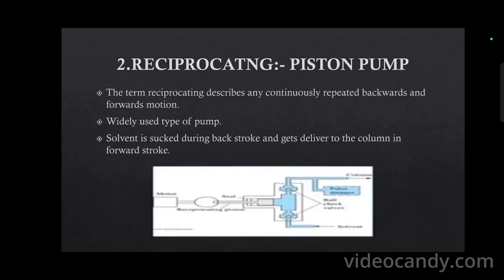Next is the reciprocating pump. The term reciprocating describes any continuously repeated backwards and forward motion. This pump is widely used. Basically, the movement of the plunger piston causes suction of the eluent during the backward stroke and the delivery of the pressurized solvent during the forward stroke.